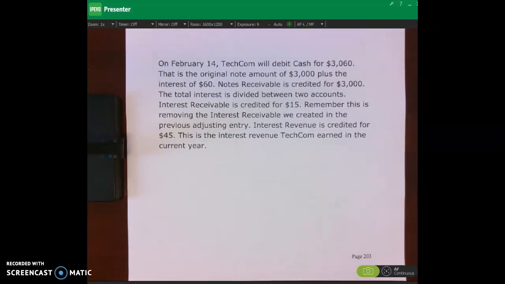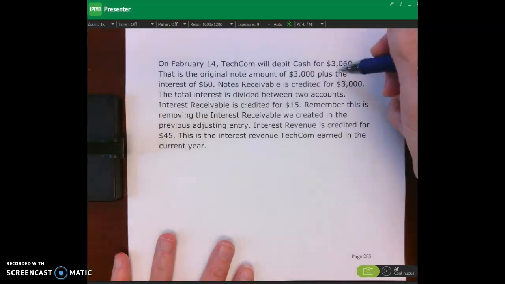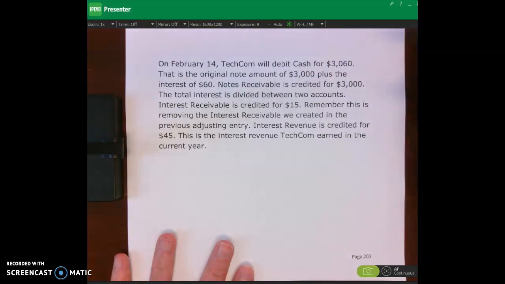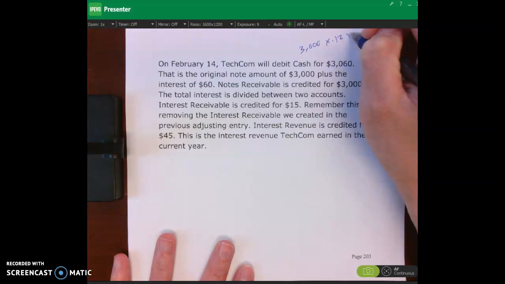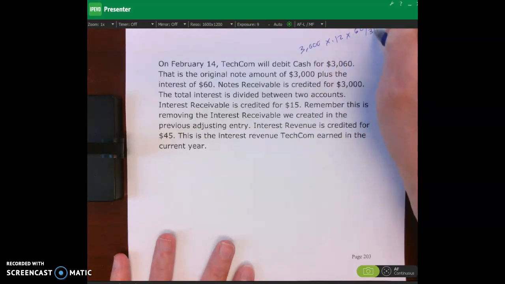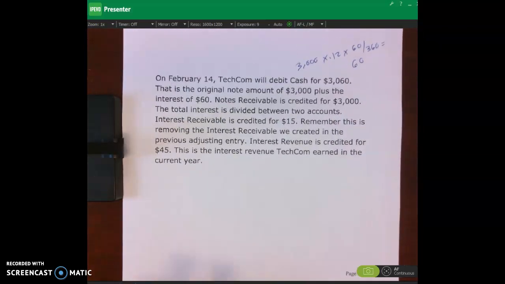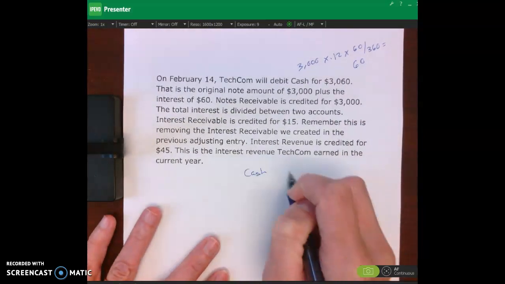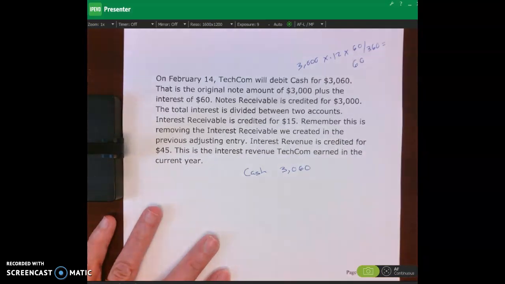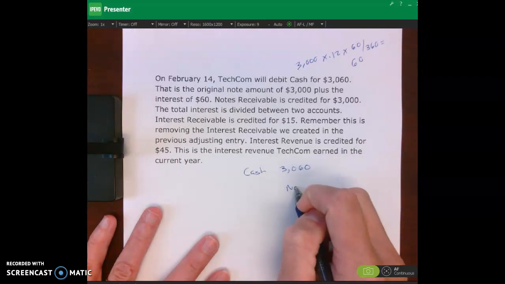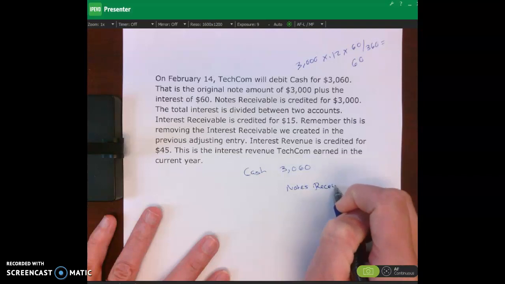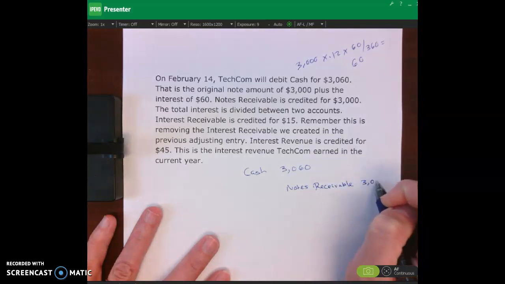We're going to figure out the total amount of interest they're going to get paid. Because they're going to get paid in cash, we'll debit cash, but how much? Take their 3,000 times 0.12 times 60 divided by 360, which gives me $60. So I'm going to debit cash for my principal plus my interest, because we get paid the principal plus the interest on the maturity date, which is on the 14th. Then I will credit notes receivable for the principal, which is $3,000.